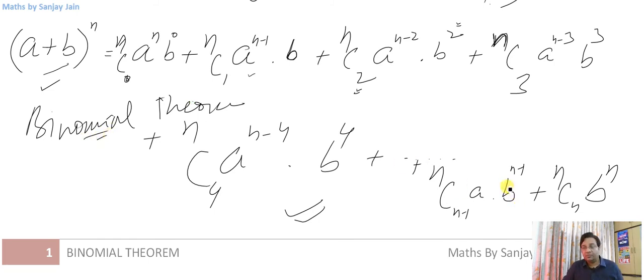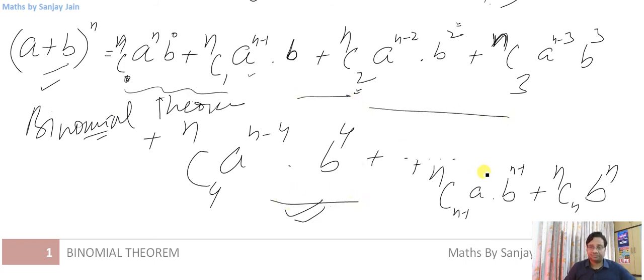This is a formula that we discussed, right? We have been doing this since class 7th or 8th. It is just that we formulated it in this way. So if you see, powers of a are decreasing by 1 at each step, and powers of b are increasing by 1 at each step, keeping the sum of these exponents equal to this power n, right?